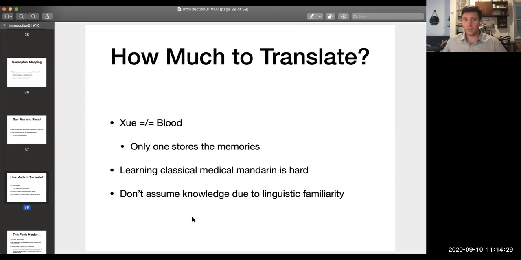There are people within Chinese medicine who make the argument that the first year of Chinese medicine school should be only learning classical Mandarin, which I think is a little bit much. But they have a little bit of a point, which is that some familiarity with the ways in which this is presented in the language it comes from is helpful in understanding it. But the takeaway from all of this is don't assume knowledge about a Chinese medical concept due to the words matching something you already know.